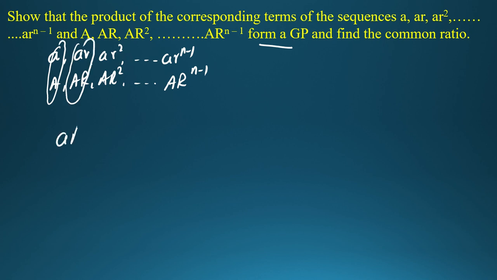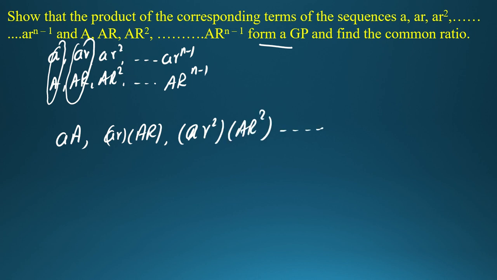So it will become a times capital A, then ar times capital AR, then another term will be ar square times capital AR square, and so on. The last one will be ar to the power n minus 1 times capital AR to the power n minus 1. Now you can see this is the first term, and now we will talk about the common ratio, because we have to show that it is forming a GP. So GP means the ratio of two consecutive terms must be the same. So let's talk about this.